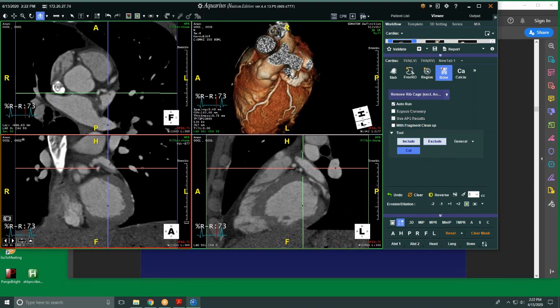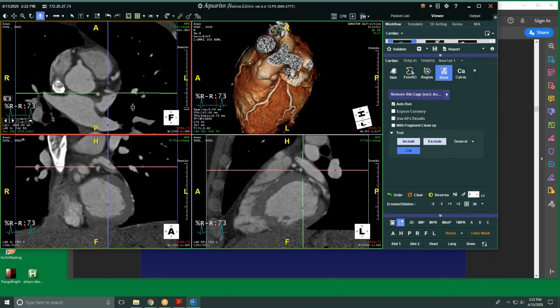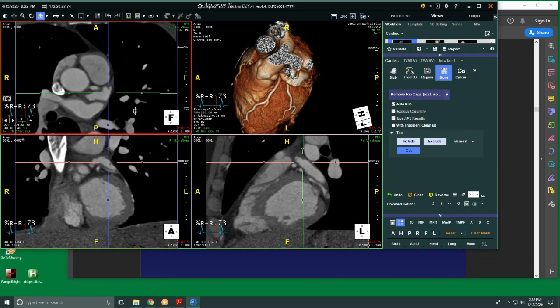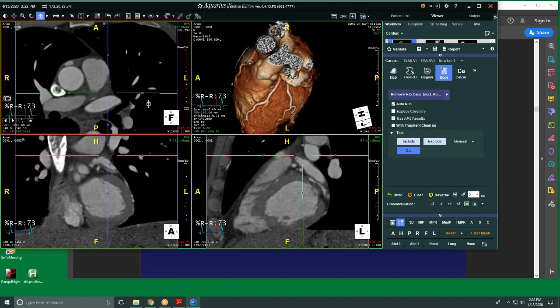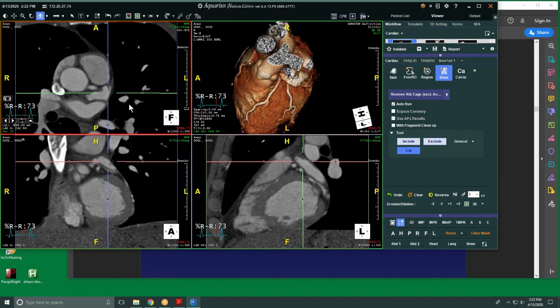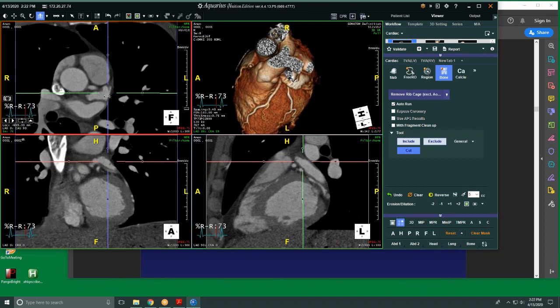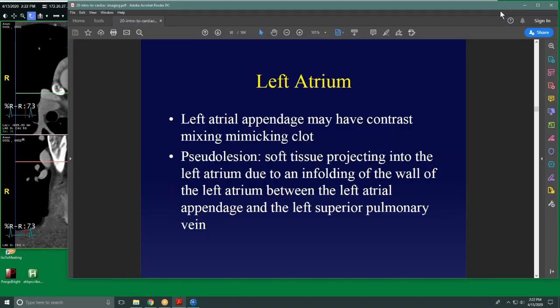So for that reason, 2 things can happen. 1, you can get mixing of contrast, and 2, you can get clot there, especially in cases of atrial fibrillation. Just something to be cautious of. Be aware that, especially where someone's hypercoagulable or has atrial fibrillation, you can get clot occurring in the left atrial appendage. And very often before cardioversion, a study will be done, either echocardiography, CT, or MR, to make sure there's not clot in the left atrial appendage.